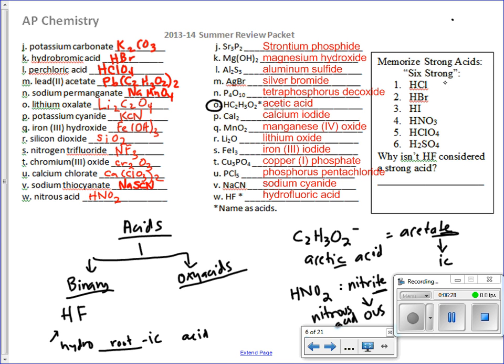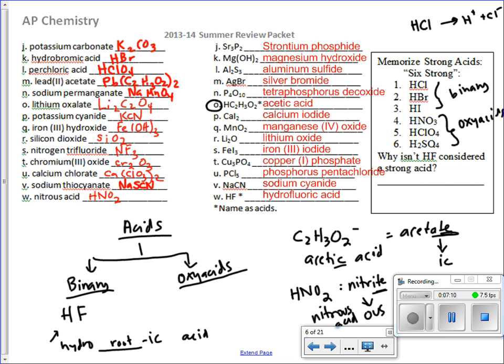Then I asked you to remember the 6 strong acids. The definition of a strong acid is something where the proton or the hydrogen ionizes or dissociates completely from the other atom that it's bonded to. And so for hydrochloric acid, it would dissociate completely, which means you're going to see a one-way arrow here into the hydrogen ion and the chloride ion. So we have hydrochloric, hydrobromic, hydroiodic. These 3 are your binary acids. And then down here, the last 3, nitric, perchloric, and sulfuric, those are going to be your oxy acids.